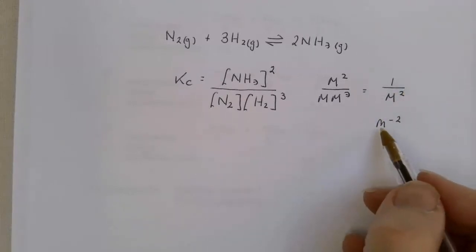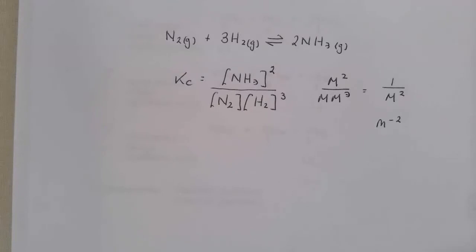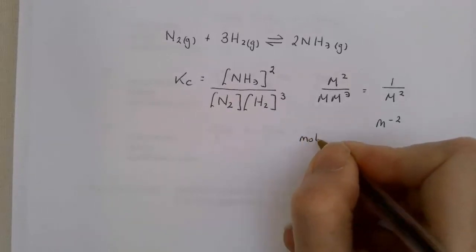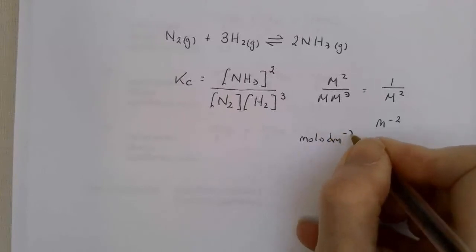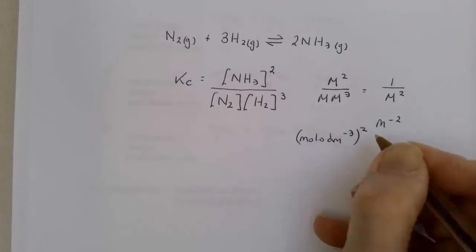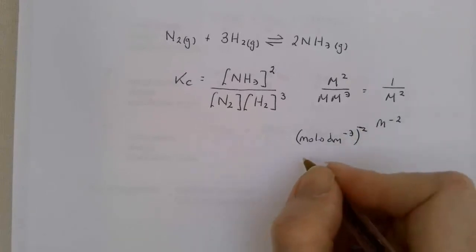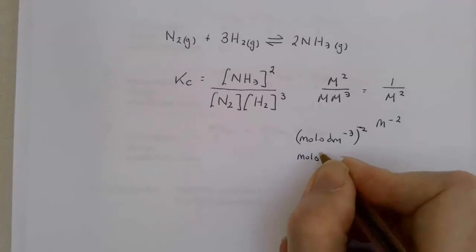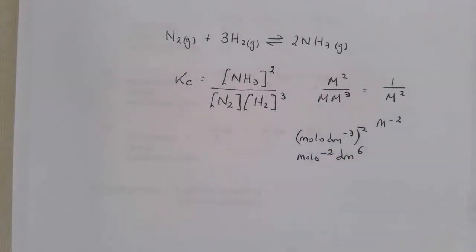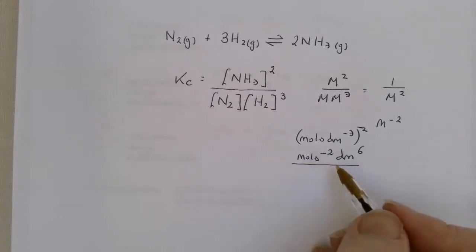Now, I can't leave it like that because m is not actually the unit, so I need the real units for concentration. The units for concentration are moles per decimeter cubed. So this becomes moles dm to the minus 3, all squared, also to the minus 2. So that becomes moles to the minus 2 dm to the 6. Those are my units.